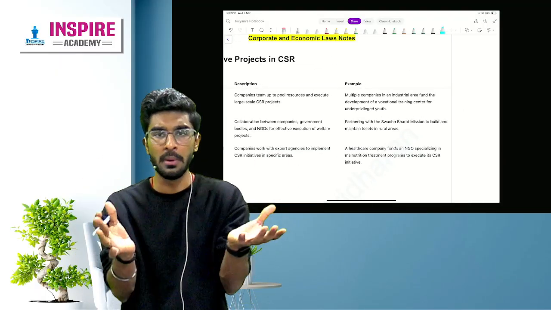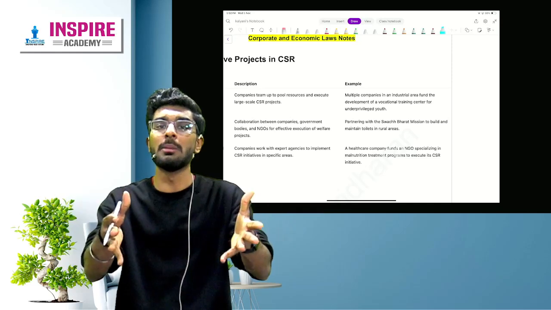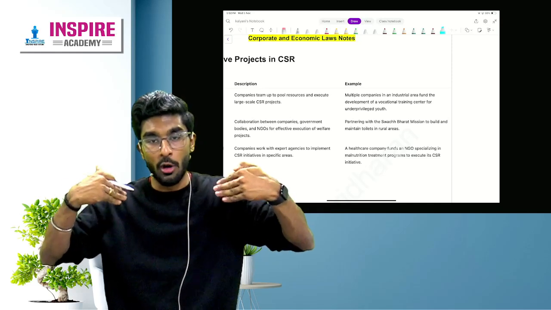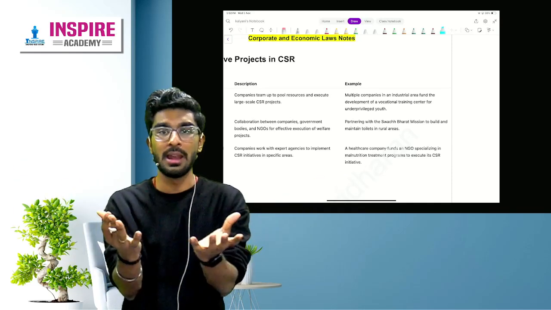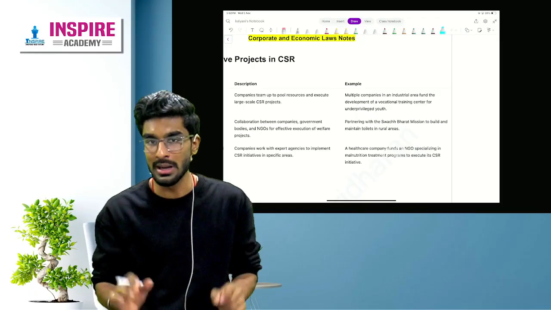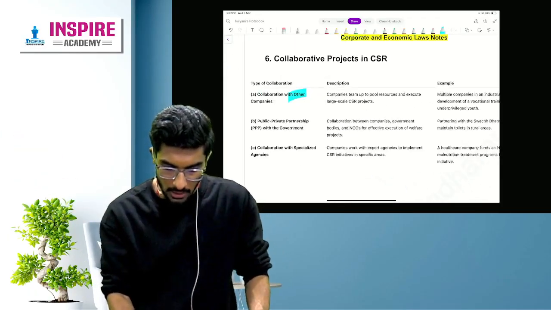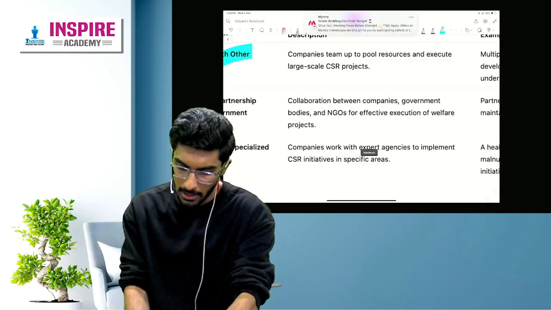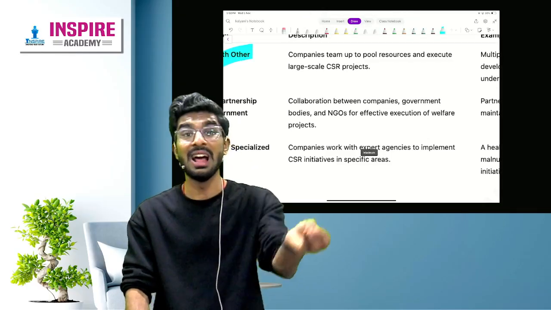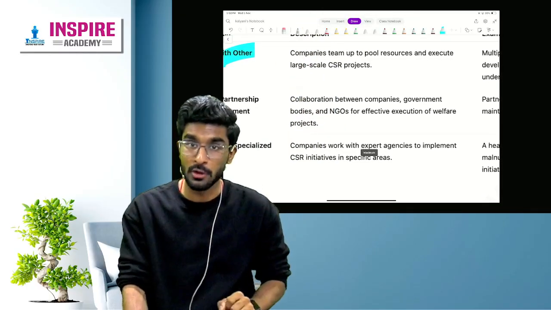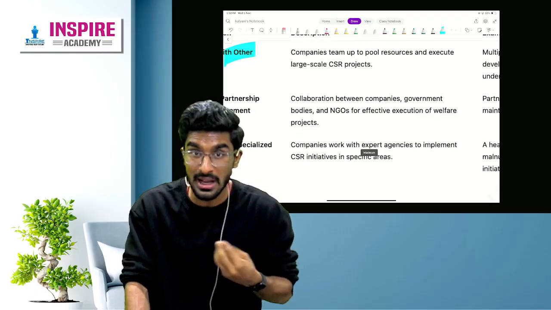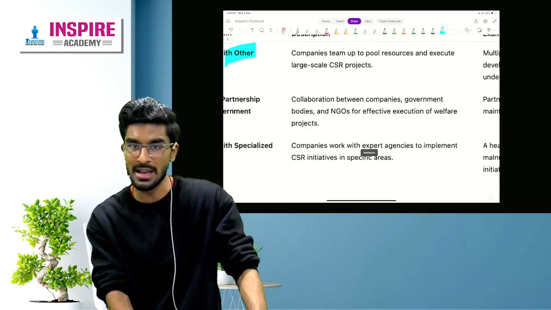3 or 4 companies which are very, very close to each other can agree among themselves: let's pool our finances and contribute towards CSR and create a bigger cause, bigger impact. So over here, companies team up to pool resources and execute large-scale CSR projects, which wouldn't be possible if a company were alone incurring CSR expenditure.